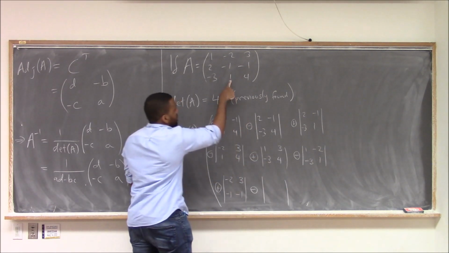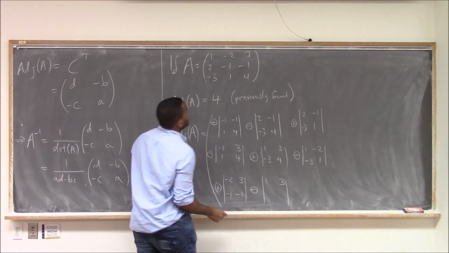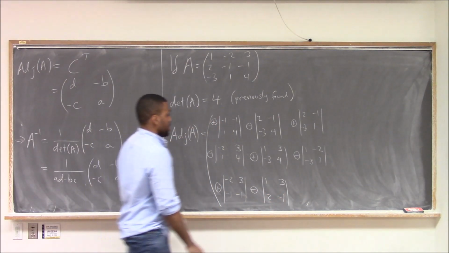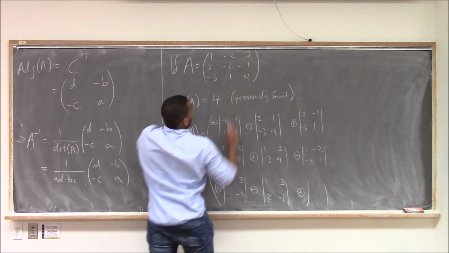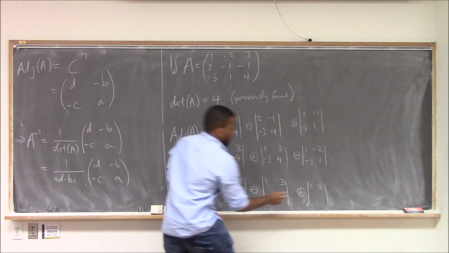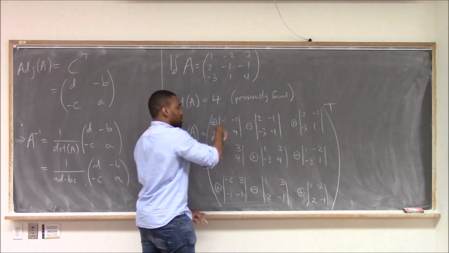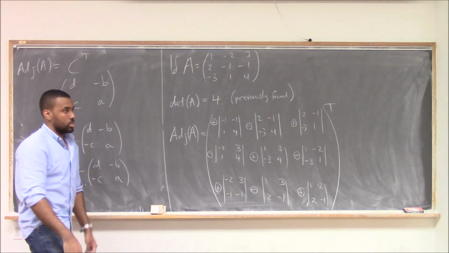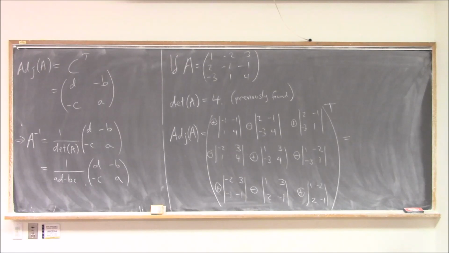Minus. Move on to this guy, block out everyone in his row and his column. 1, 3, 2, minus 1. And finally move to the 4. Block out everyone in that row and that column. You get 1 minus 2 and 2 minus 1. These you just do the cross multiplication, find all the numbers. When you do all of that, you take the transpose. And that's going to give you the adjoint, right?